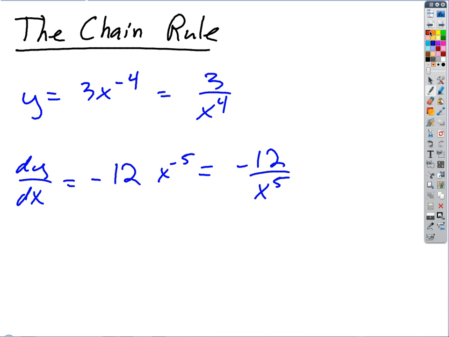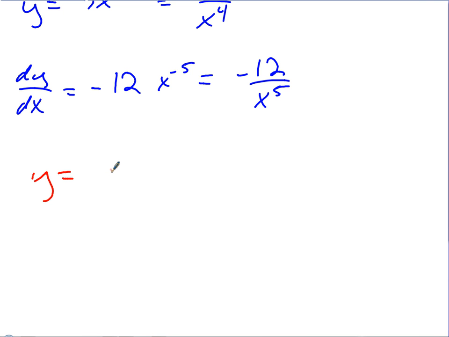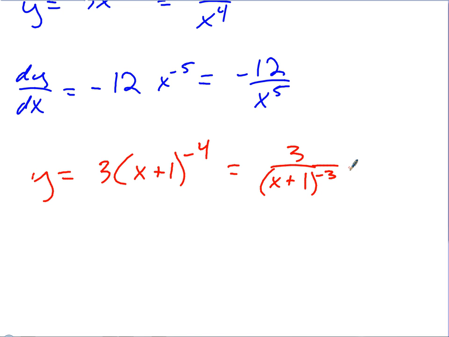Where we're stuck is when we try to do something like this. What if y equals 3 times the quantity x plus 1 to the negative 4? Now what do we do? I mean, we can't at this point. If I write that in terms of positive exponents, it looks like that. But I can't distribute this thing, right?